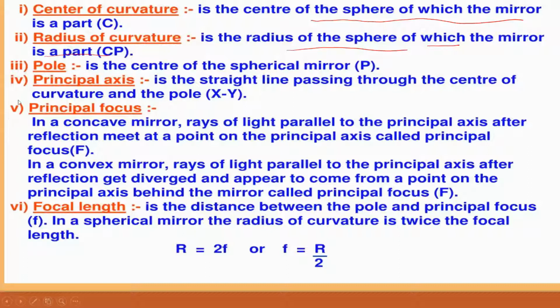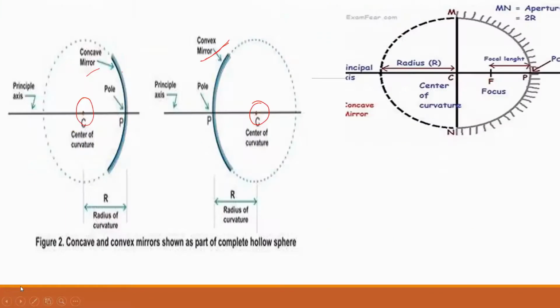So radius of curvature will look in the figure like this. This distance between the center and this pole is called the radius of curvature. This is the radius of curvature for both the mirrors. The line joining the center to the pole is called the radius.